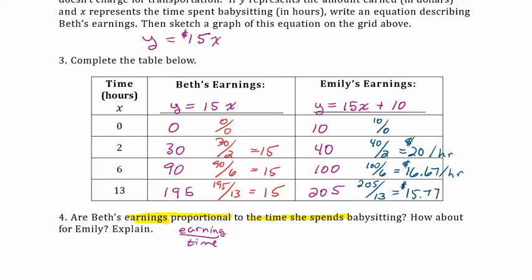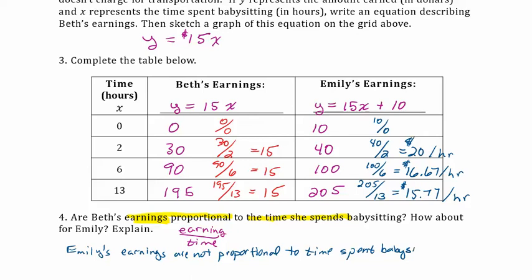So since these ratios are not equal for Emily, then Emily's earnings are not proportional to the time spent babysitting. Now let's think about why that is. And Beth's are. Beth's are, I'll just say. And you can finish writing that sentence if you want.